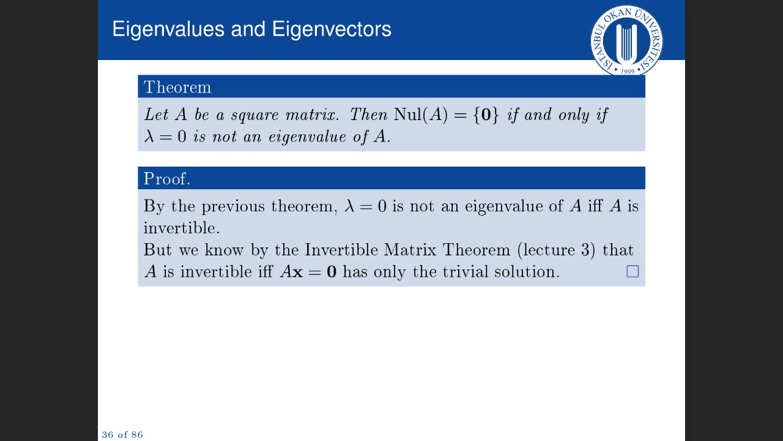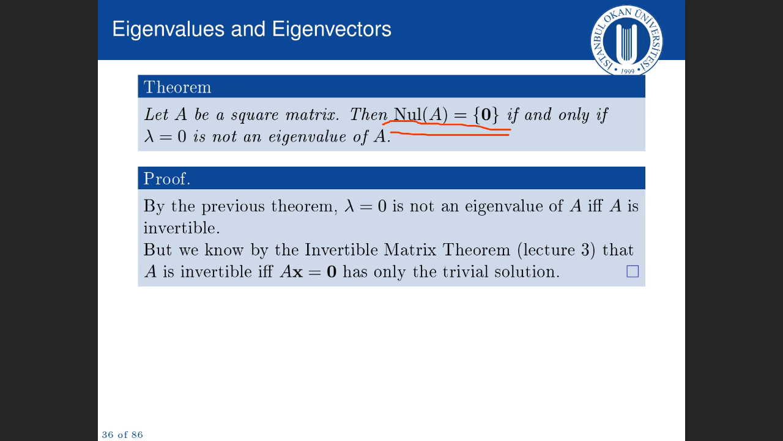But if you look back to lecture 3, look at the invertible matrix theorem, you will see that A is invertible if and only if AX equal to 0 has only the trivial solution. So in other words, A is invertible if and only if the only vector in the null space of A is the 0 vector. And that's the proof.